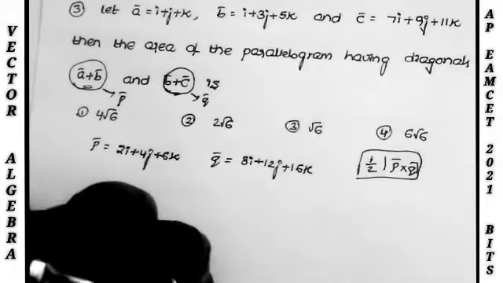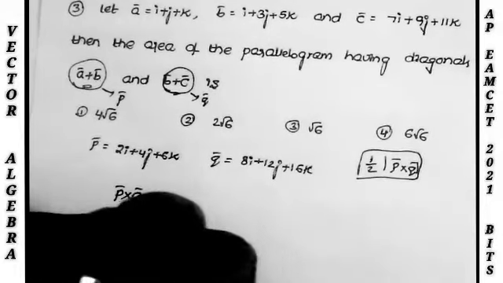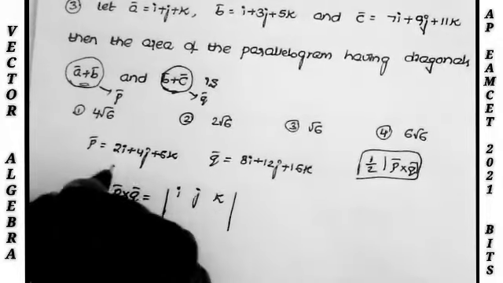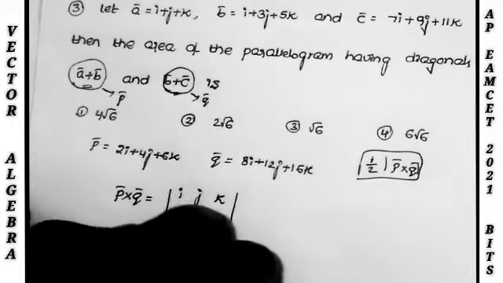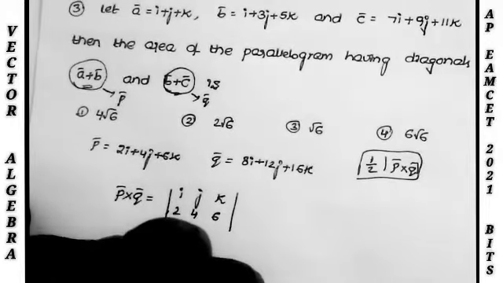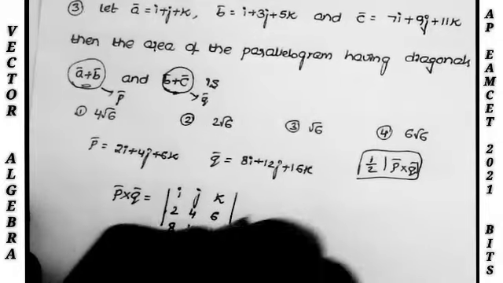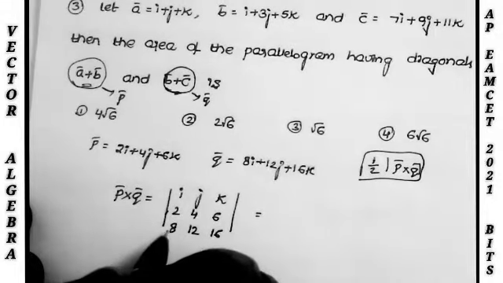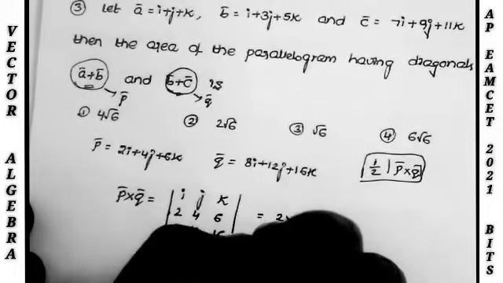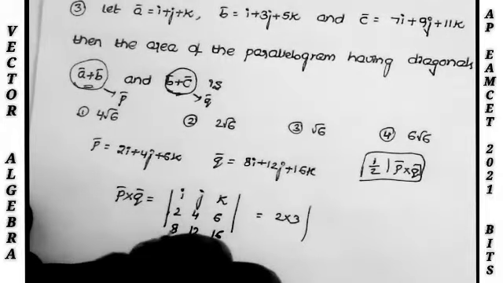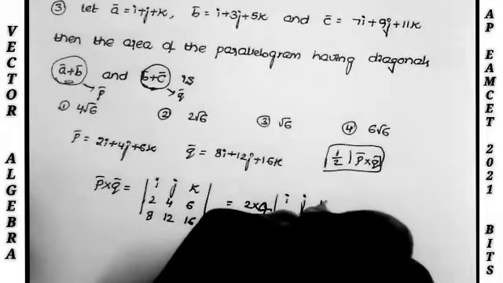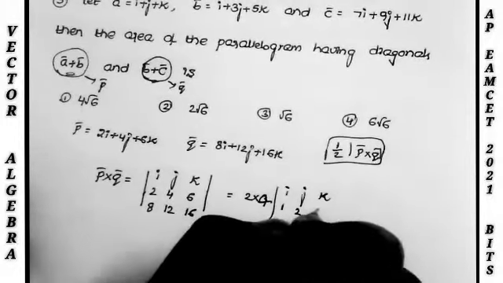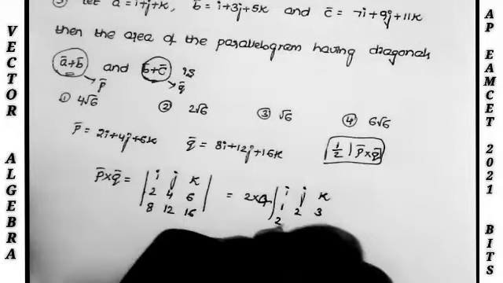So first we want the value P bar cross Q bar, which is found by the cross product of these two vectors. What is the procedure? In the first row we take the vectors i, j, k, in the second row we write the coefficients of the P vector, which are 2, 4, 6, and in the third row the coefficients of the Q vector, which are 8, 12, 16. Before doing the determinant, I take 2 common from the second row and 4 common from the third row, that is 2 into 4, giving ijk, 1, 2, 3, and 2, 3, 4.